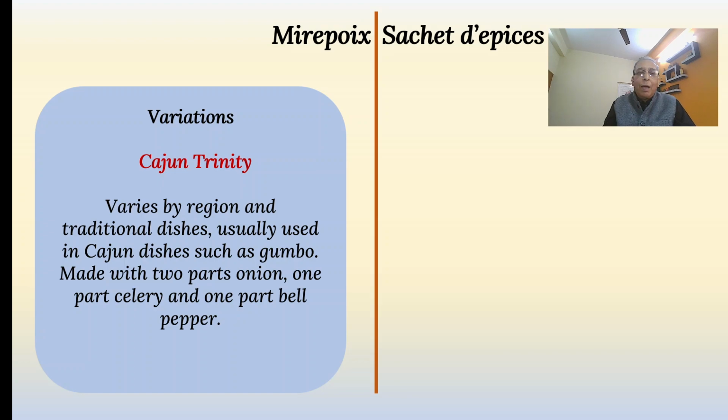And they prepare a dish like gumbo, where a Cajun Trinity is used, which is very similar to mirepoix, made with 2 parts of onion, 1 part of celery and 1 part of bell pepper. So onion, celery and bell pepper, 2 parts of onion, 1 part of celery and 1 part of bell pepper. That will give the Cajun Trinity.